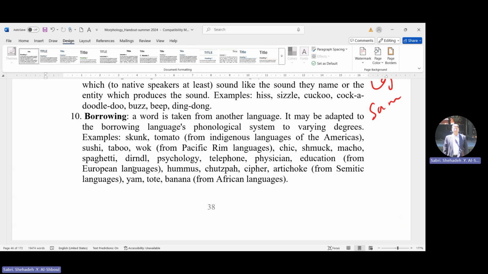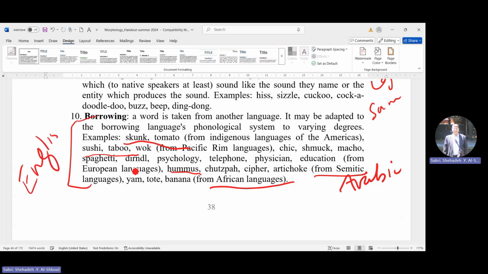We have different examples: skunk, tomato from indigenous languages, for example. We have sushi, taboo from Pacific Rim languages. We have chic, schmuck, spaghetti, psychology from European languages, hummus, for example, from Arabic, right? Here from Arabic, yam, banana from African languages. So we talk about words that come into English.